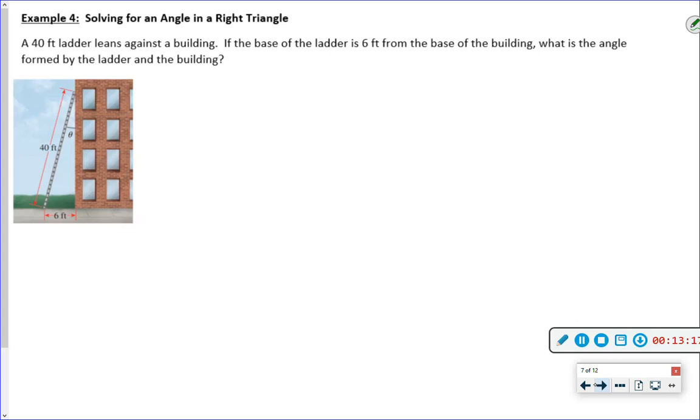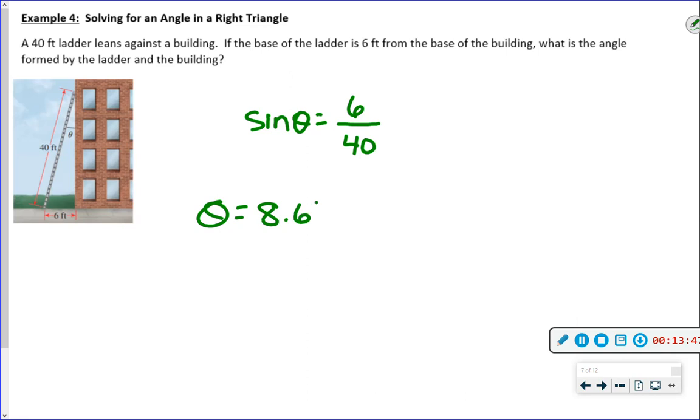40-foot ladder. It's the ladder. Lays against the building. Base of the ladder, 6 feet from it. What's the angle formed by the ladder in the building? So you're finding this little tiny angle theta. What trig ratio are you using? Sine. Because we have the opposite side, 6, and you know the hypotenuse, of course, 40. And of course, you can reduce that if you want. You punch it in, you get a small angle. 8.6. I like it, 8.6. If you rounded it to 9, I don't care. Anybody need me to type that in?